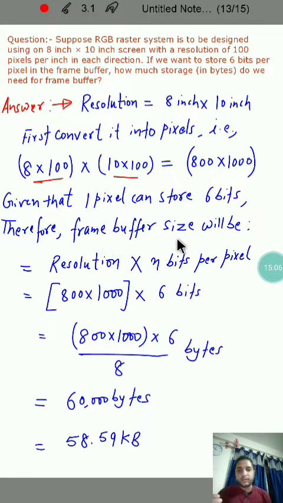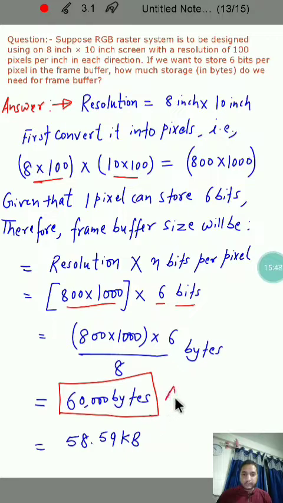So the frame buffer size will be, as you know, the resolution multiplied by n bits per pixel. The resolution, we have calculated in the form of pixels, is 800 into 1000, into 6 bits per pixel. So this comes in bits. Now in order to convert the bits into bytes, one byte has 8 bits, so you will have to divide by 8. So it will become 800 into 1000 into 6 divided by 8 bytes, and it will be 60,000 bytes. So this will be your answer.